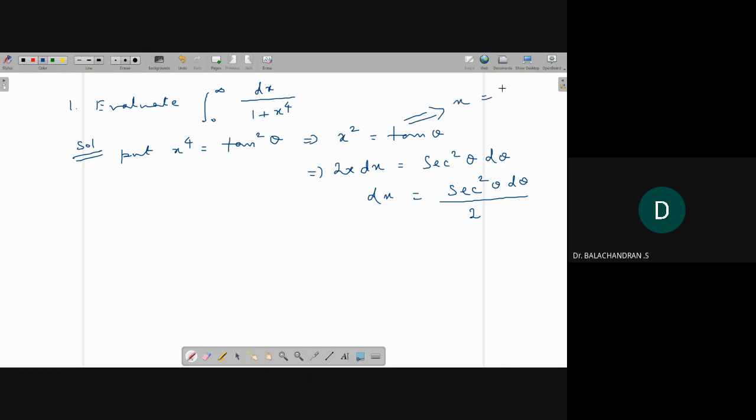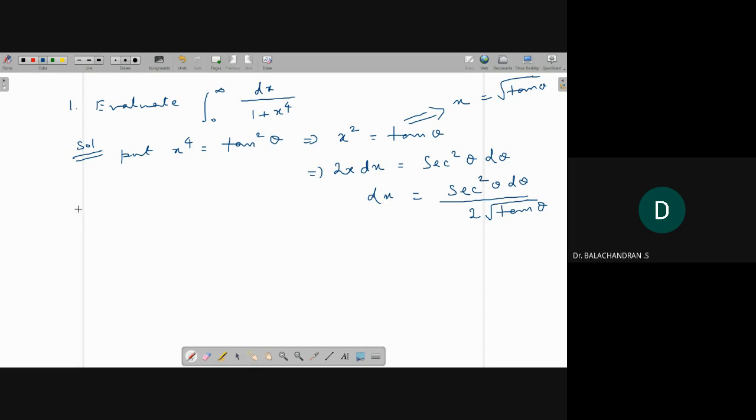So from this, x is equal to root of tan theta. Instead of x, I can write root of tan theta. So I know what is dx, and I know what is x power 4, everything in terms of theta. Still, what is remaining? We have to convert the limits, sir. Very good, Rahul. We need to convert the limits.